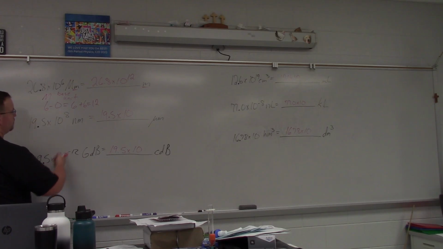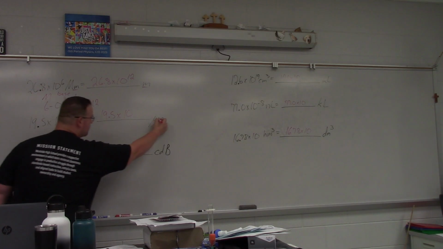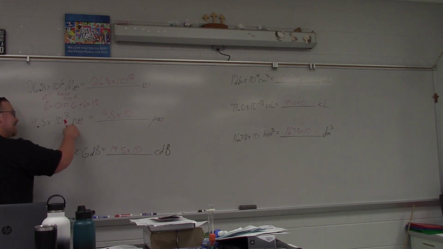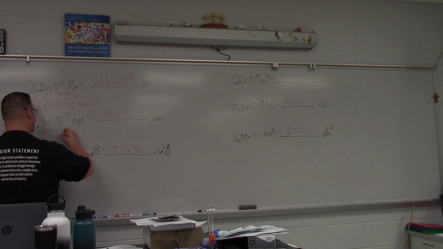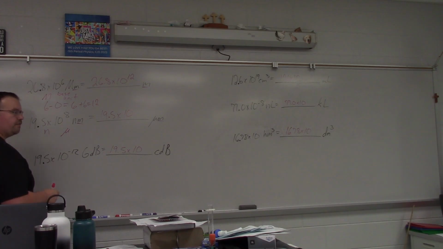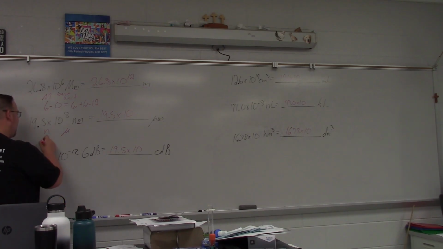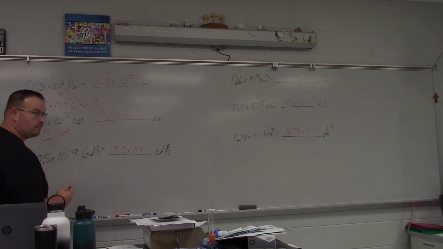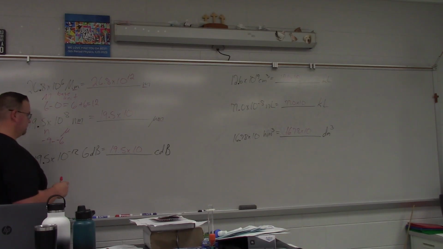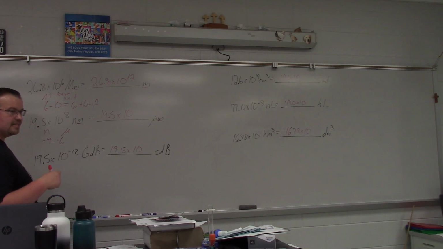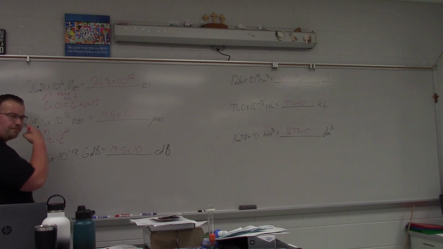Now, going to the next one. The m's are the same, so I'm dealing with meters again. In this case, I have nano and micro. The exponential value for nano is negative 9. The exponential value for micro is negative 6. Negative 9 minus negative 6 is the same as the first problem.